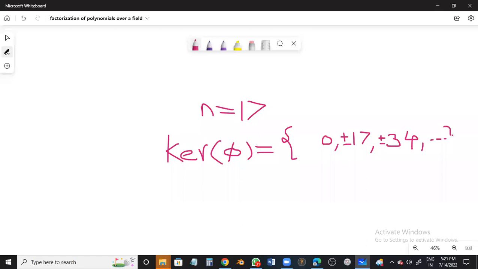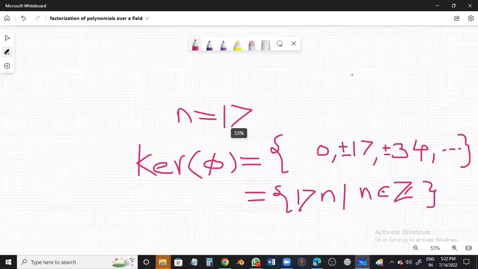So can I shorten this statement? Do you have any idea how to make it short? I can write it as 17n, where n is taken from Z. If I take n equal to 17, the kernel will be multiples of 17, but integral multiples of 17. So we write it as 17n. I suppose you followed me.